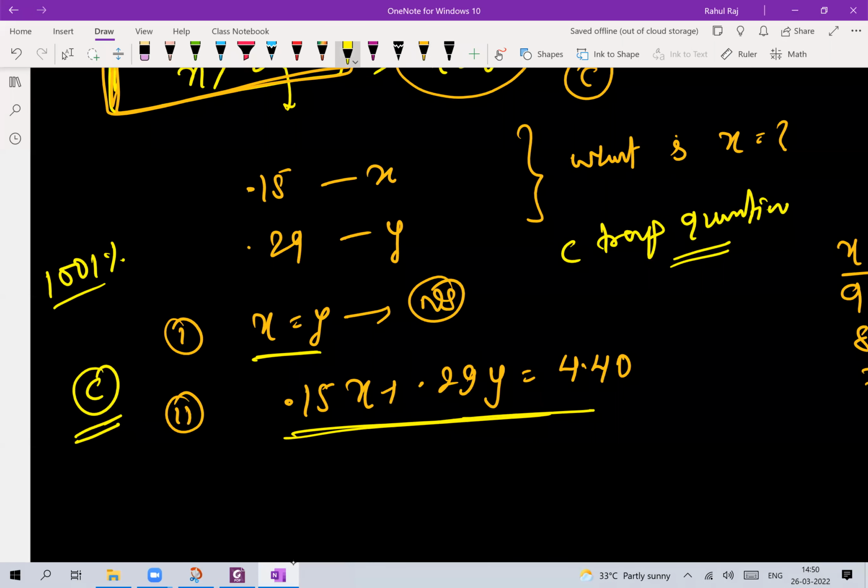I've told you pretty simple stuff. I told you option number 1 says x is equal to y. I have said it's not sufficient. Why? Because I don't know the value of x and y. X and y can be 10, 20, 30, 40, whatsoever. There could be multiple values.